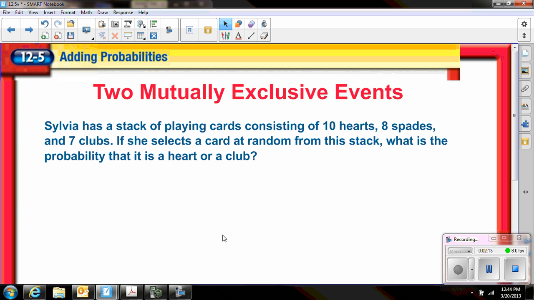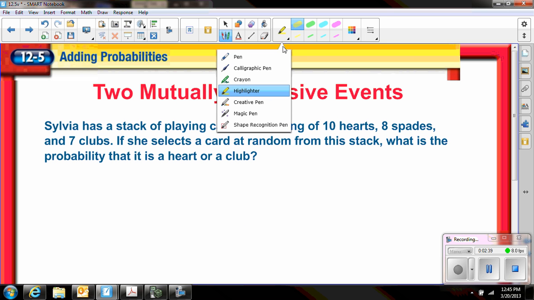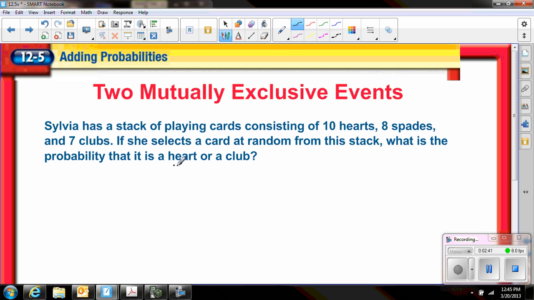So for example, Sylvia has a stack of playing cards consisting of 10 hearts, 8 spades, and 7 clubs. If she selects a card at random, what is the probability that it is a heart or a club? Now, if she's picking one card, there is no way that one card can be both a heart and a club at the same time. That's what makes this mutually exclusive. So the way we find out the probability of this occurring is we'll find the probability of each event taking place. So let's start with the heart.